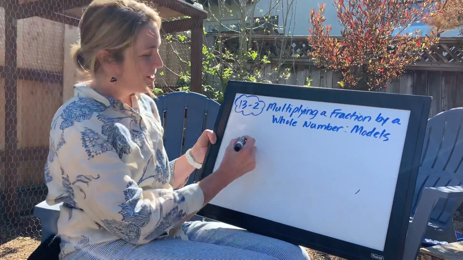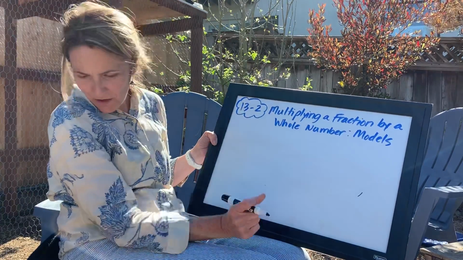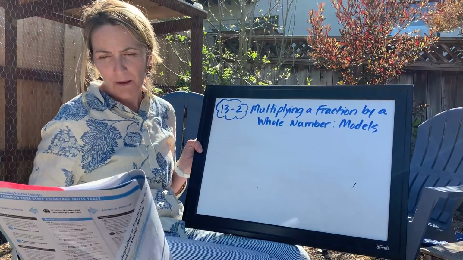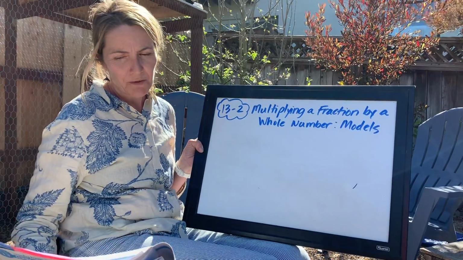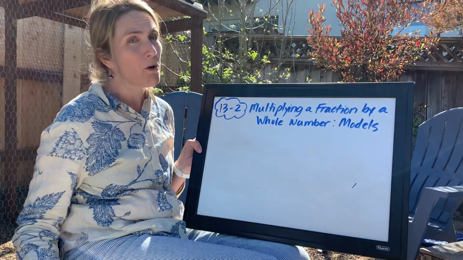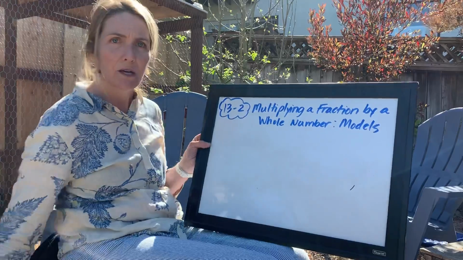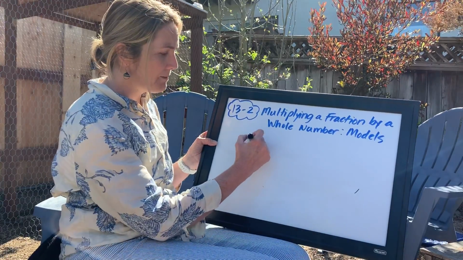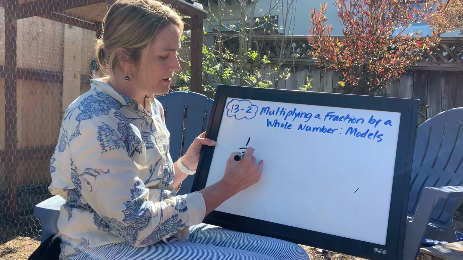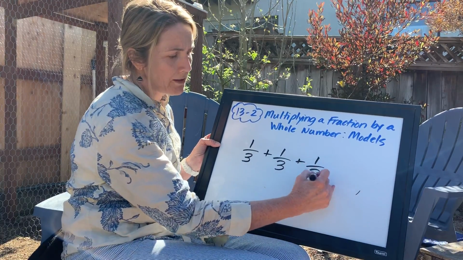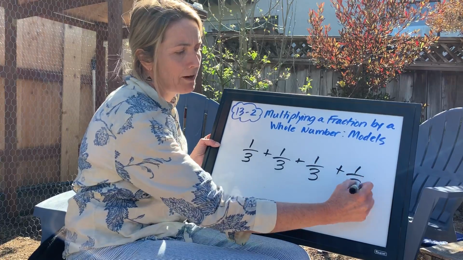Okay. I'm going to read you a little blurb. How much tomato juice is needed for a group of 4 people if each person gets 1/3 of a cup of juice? So each person's going to get 1/3 of a cup of juice. How many people again? I heard 4. So 4 people are going to get 1/3 of a cup of juice.